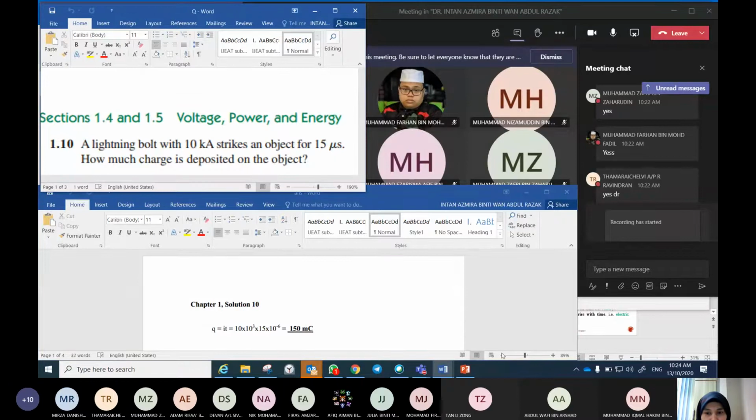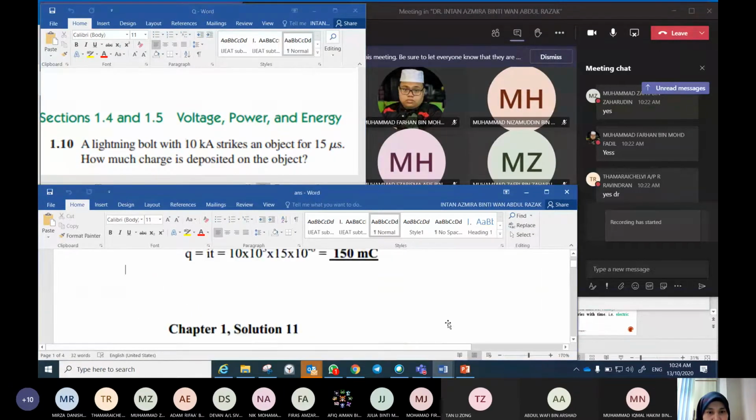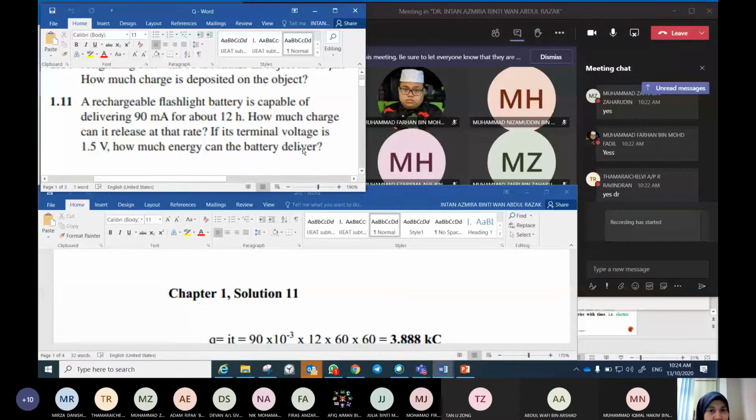Any question? Any question? No question. Okay, the next question is a rechargeable flashlight battery is capable of delivering 90 milliamps for about 12 hours. How much charge can it release at that rate?